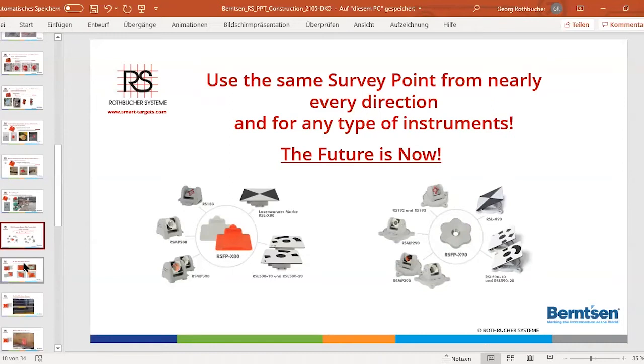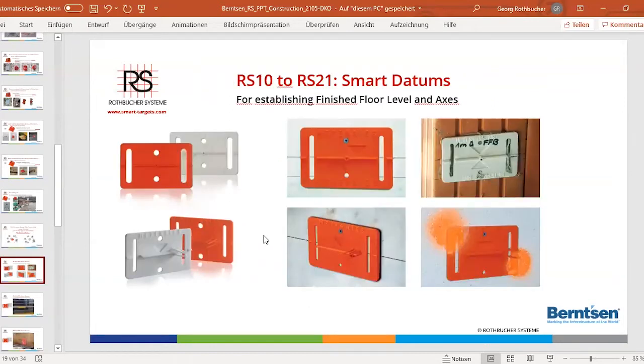So we have here one solution, because the finished floor level is one of the most critical points on the construction side. Everyone needs the finished floor level, and I'm still wondering that people use pencil and nail for the most important point. Why are we using high technology instruments when we still use pencil and nails for the most important point on the construction side?